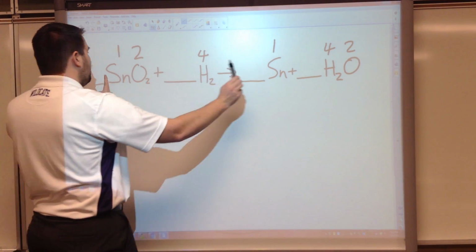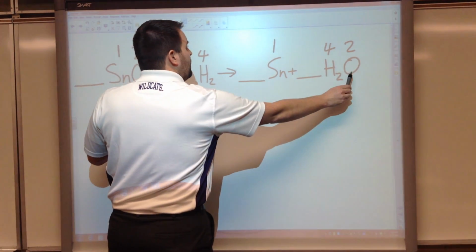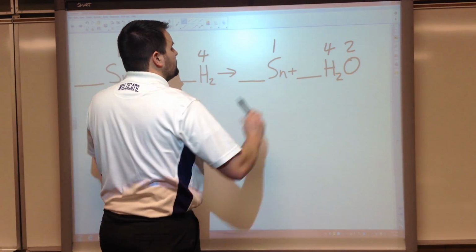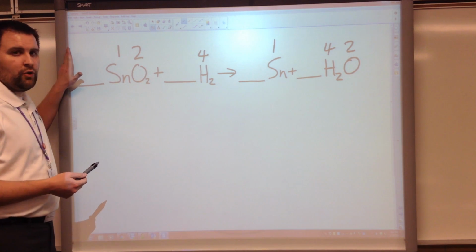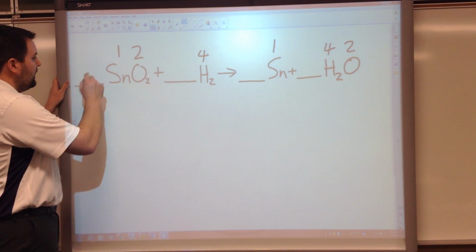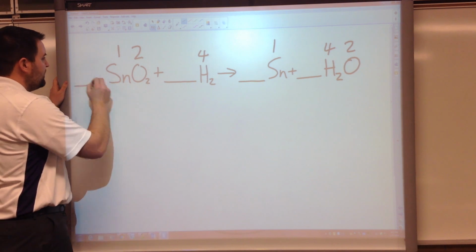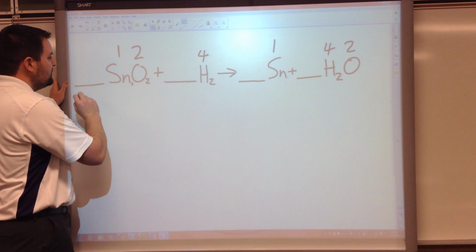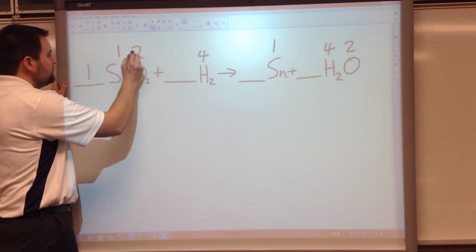So if we look, now I have 1 tin and 1 tin on both sides of the yield. I have 2 oxygens on both sides of the yield. And then I have 4 hydrogens on both sides of the yield, so we balance. Then I need to just put in my coefficients. So I just think of it as what number right here multiplied by 1 or multiplied by 2 would get these numbers. So 1 times 1 equals 1, or 1 times 2 equals 2.